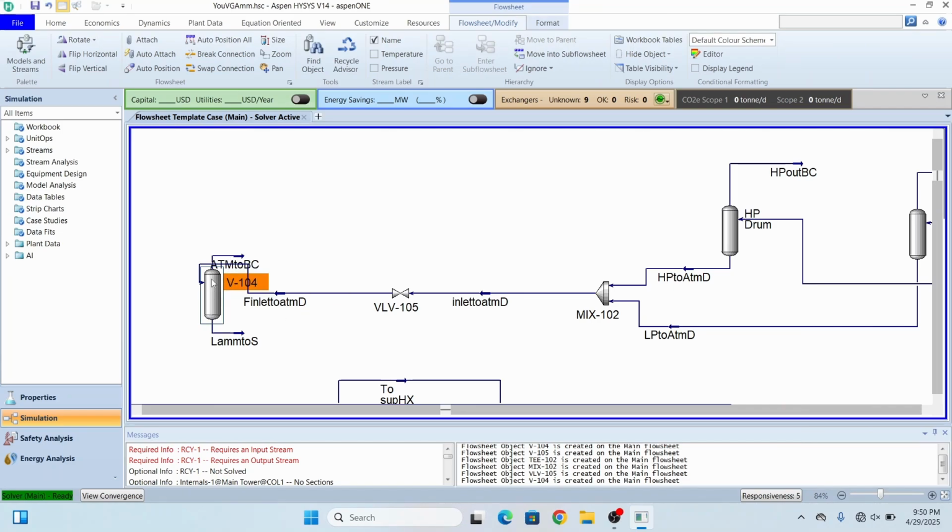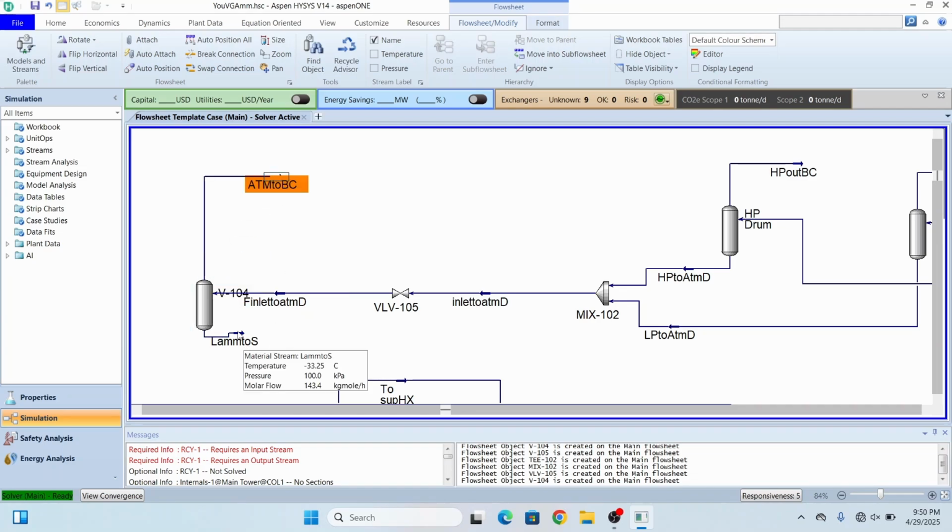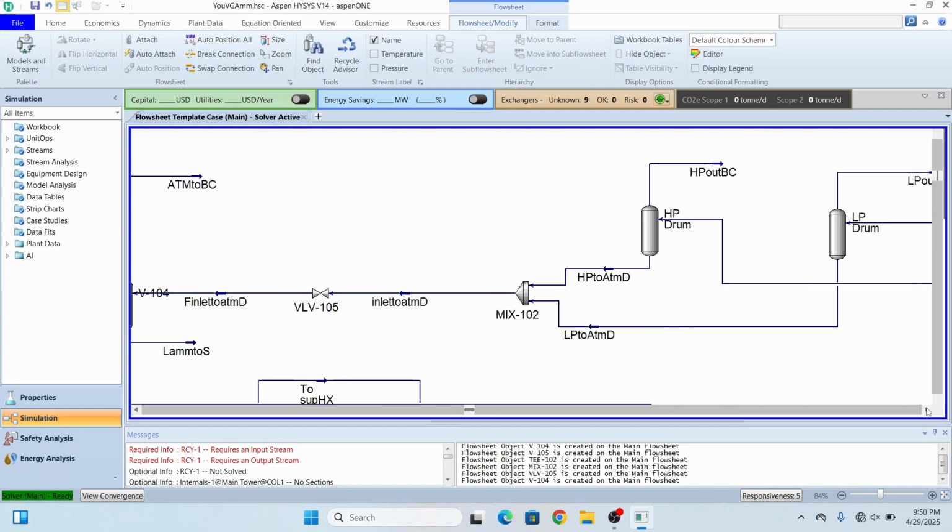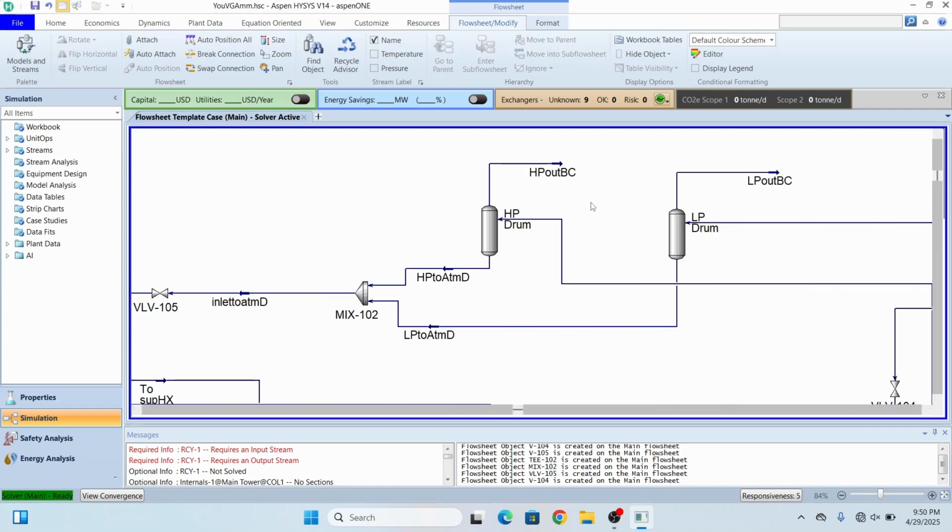So again, I will make a little bit of cosmetic changes. Make it a little bit in this way. So this is my final liquid ammonia. That is good. Now after this, I will place a mixer over here. This will be my last mixer. Hopefully it will be my last mixer.